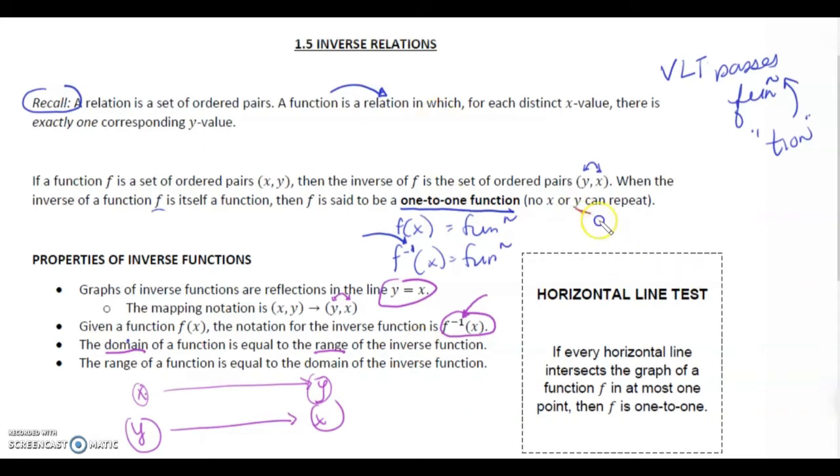Okay, I should have connected this. Basically, because we had a vertical line test, if it passes, it's a function. Now, in order to be a one-to-one function, and again, you're going to hear about this a lot in university, we also have to pass a horizontal line test. So if every horizontal line intersects the graph of the function f in at most one point, then f is one-to-one.